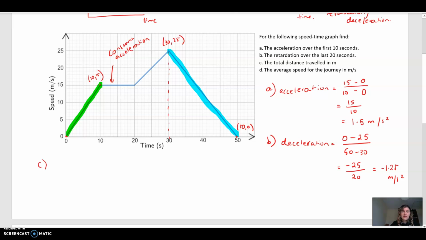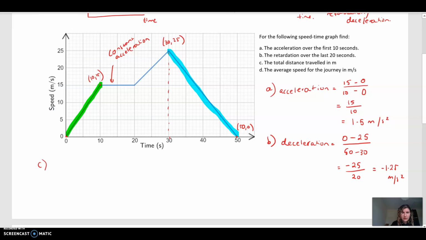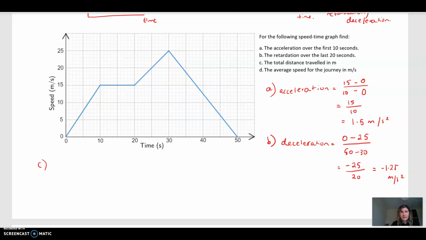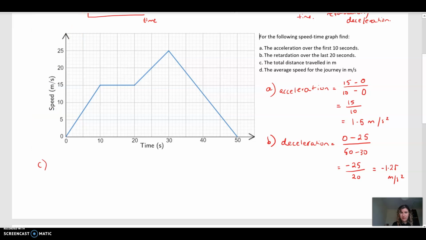Now this is where it starts to get a little bit tricky. To find the total distance in meters, we need to calculate the area of everything under the graph. So we want to find the area of all of the shapes under the graph. I'm just going to clear out some of this stuff that I've already drawn. All right, delete that. Now, I'm going to break this up into the best kind of shapes that I can think of to do.